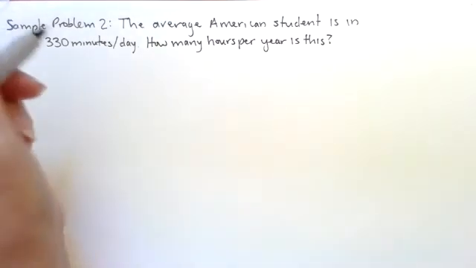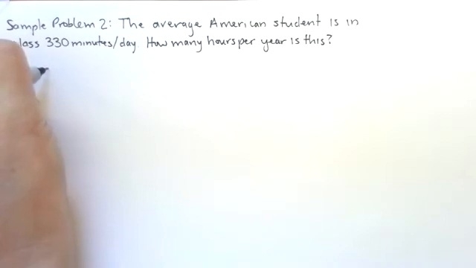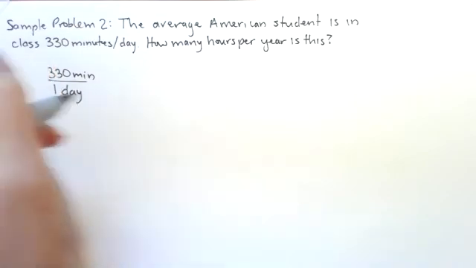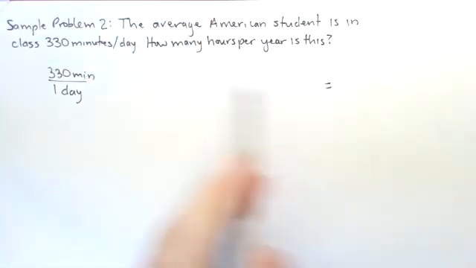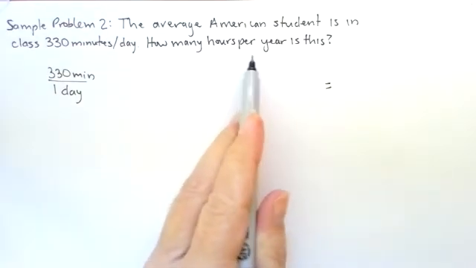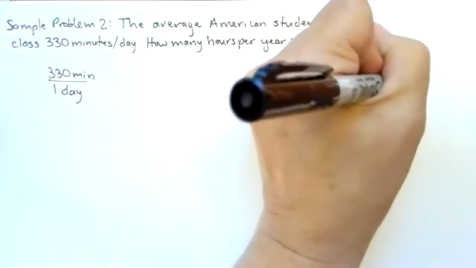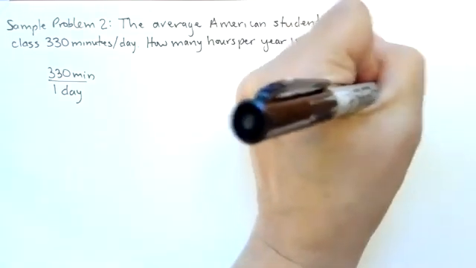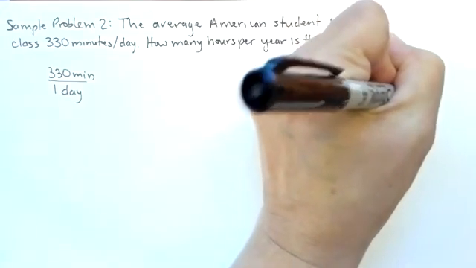And once you've done that, let's go. We're going to step number 1, frame it up. So I have 330 minutes, and that's in one day. And the problem wants me to go to, how do I know what I'm looking for? There's my question word, how many? And it says hours per year. So this means I need hours over years.